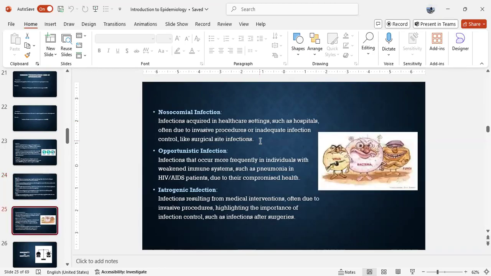Nosocomial infections. Nosocomial infections are acquired in healthcare settings such as hospitals, often due to invasive procedures or inadequate infection control, like surgical site infections. Opportunistic infections are the infections that occur more frequently in individuals with weakened immune systems, such as pneumonia in HIV or AIDS patients, due to their compromised health. Iatrogenic infections are the infections resulting from medical interventions, often due to invasive procedures, highlighting the importance of infection control, such as infections after surgery.